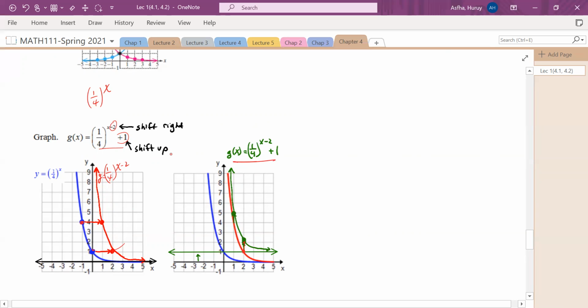Okay. Therefore, if we add some values in here, those will shift the graph left or right. So if this is minus, then it goes to the right. If this is plus, it goes to the left. And if we add a constant here or subtract a constant here, adding means it goes up, subtracting means it goes down.